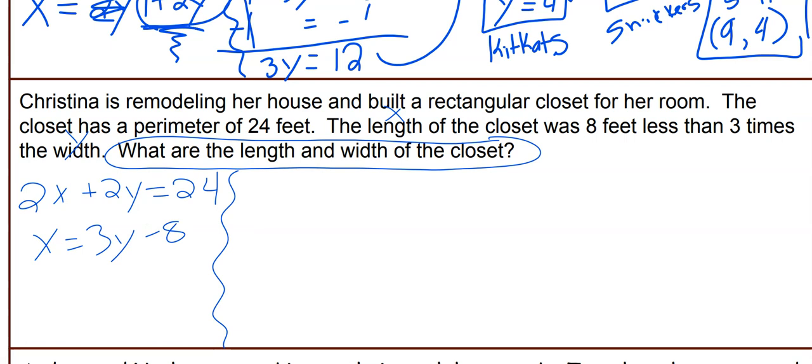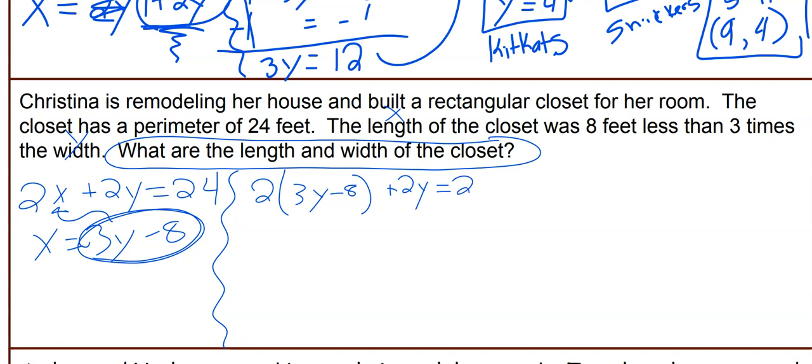Do either one of these equations define x or y? Which one, the first or second one? The second one defines x. It says x is defined as 3y minus 8. So I can take that definition and plug it in wherever I see an x in the first equation. So then I would have 2 times that x definition, 3y minus 8, plus 2y equals 24. Are we okay with that so far? You see what I did? That's why it's called substitution. I substituted that second equation that told me what x is into the first equation, for x.